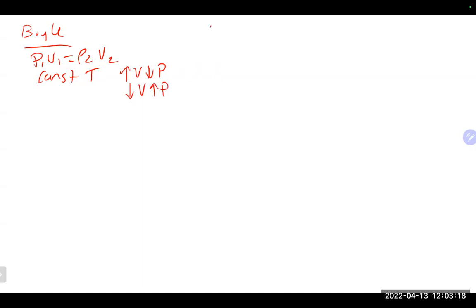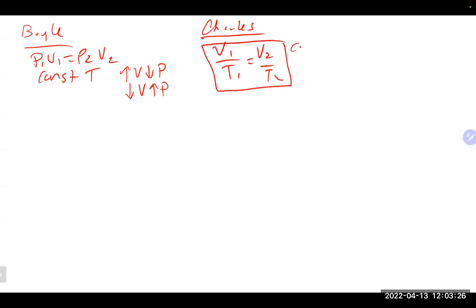We have our Charles law, our V1 over T1 equals V2 over T2. This is at constant pressure. Here, volume goes up, temperature goes up, volume goes down, temperature goes down.